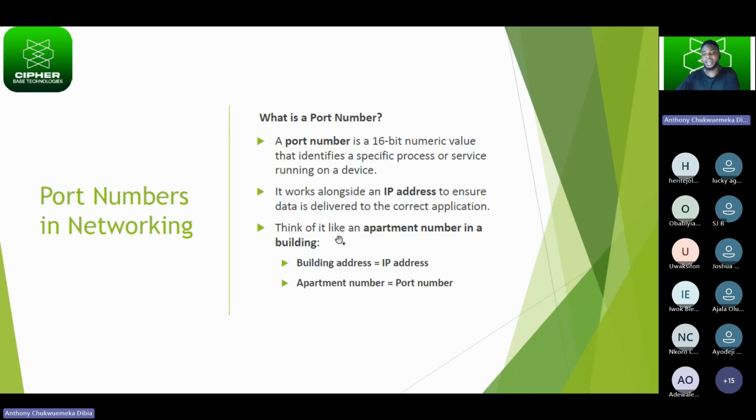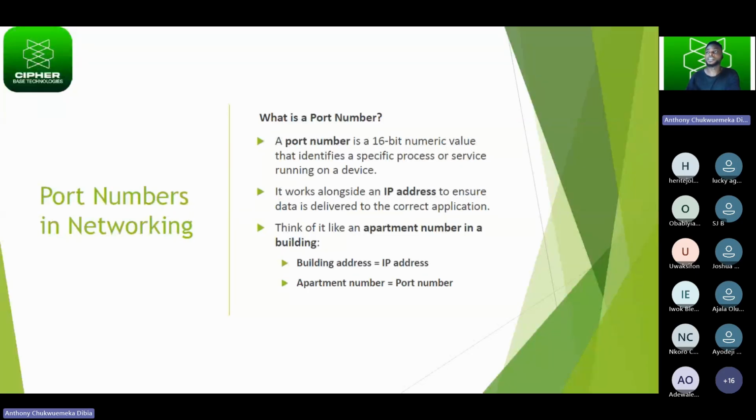Think of it like an apartment number in a building. So the building address is your IP address, while the apartment number is a port number. So now let me explain it this way. We said when you communicate over the internet, you make use of your IP address, you make use of your MAC address, then you make use of port numbers.